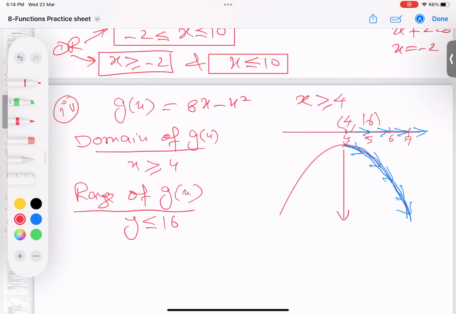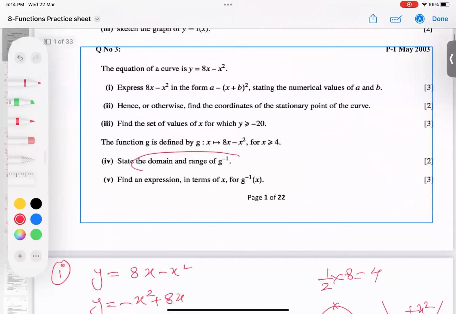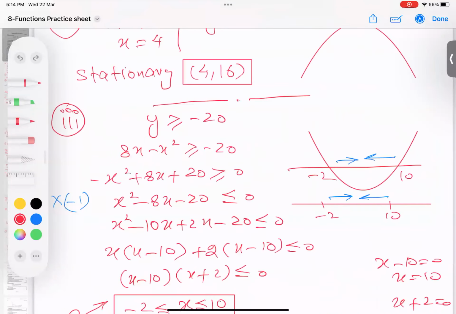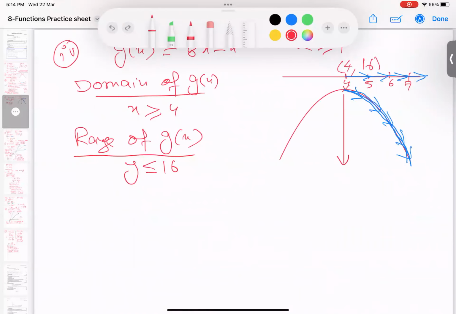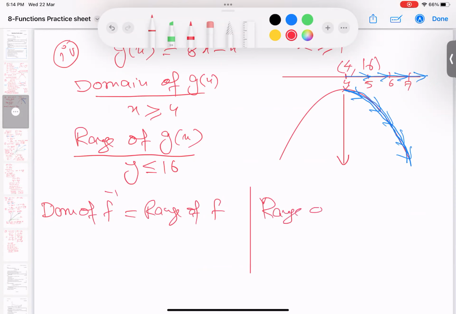Now what is he asking here? He's asking the domain and range of g inverse. And I taught you 2 rules, I'm writing those rules here. Ready? So what are the rules I taught you in the previous lecture? If I'm looking for the domain of f inverse, this is equal to the range of f. Same way, the range of f inverse equals the domain of f. Make sure: here inverse, here function, here function.